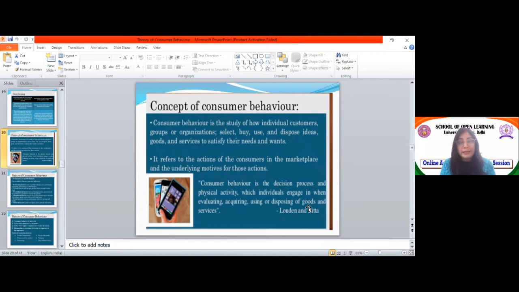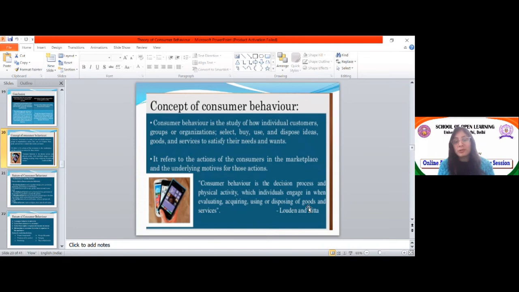Whatever they are paying, they want the maximum satisfaction out of it, given whatever your budget constraint is. So we will talk about the consumer's optimal choice also. Whatever the consumer wants and can afford, that gives the best satisfaction. So there is an equilibrium point. It refers to the action of the consumer in the marketplace and the underlying motives for those actions. What is consumer behavior?